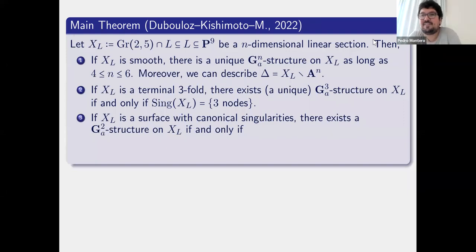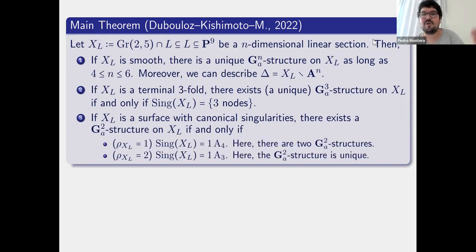In general, if this is smooth, once again, there's no hope to be additive, because smooth quintic del Pezzo surfaces have finite automorphism group. So there's no chance to be additive. But if you allow some mild singularities, canonical singularities, then you can cook up an additive structure. And actually, you can decide whether or not this is unique. And it depends on the singularity, actually. I won't get into the details, but that's the main result.